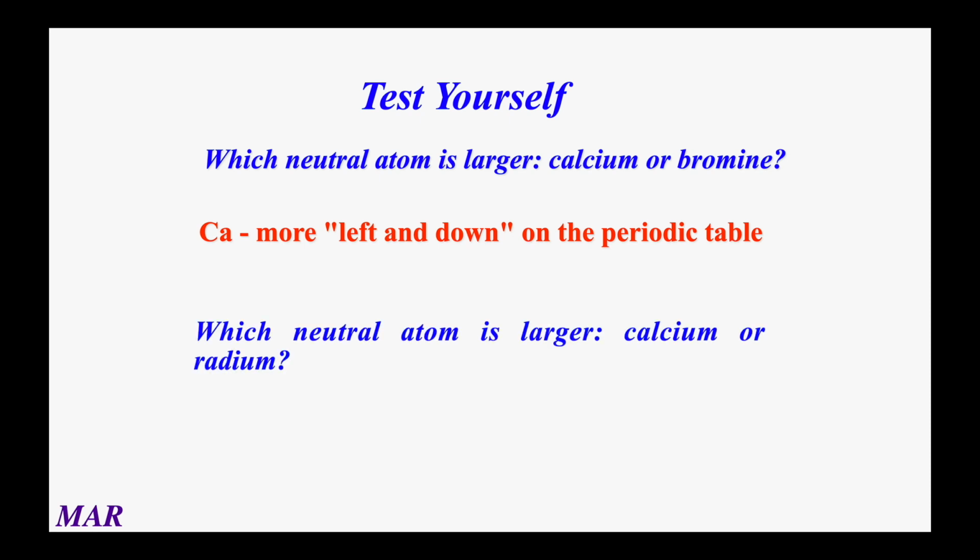It says, which neutral atom is bigger, calcium or radium. So remember the rule, bigger ones are left and down. In this case, radium, Ra, is further down the periodic table than calcium. So we would say that radium is bigger than calcium. Calcium is smaller than radium. All right, you get the idea. And again, these are just trends. There are other periodic trends that we'll talk about in the 200 level, but this gives you an idea of what it's all about.